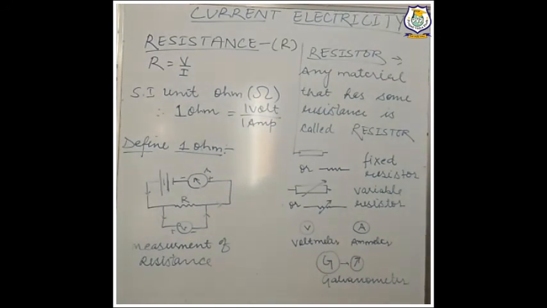Next is voltmeter. Why is the voltmeter inserted in the circuit? Because if we want to measure the voltage across any 2 points, then we will use a voltmeter between those 2 points. And voltmeter is always connected in the circuit in parallel.